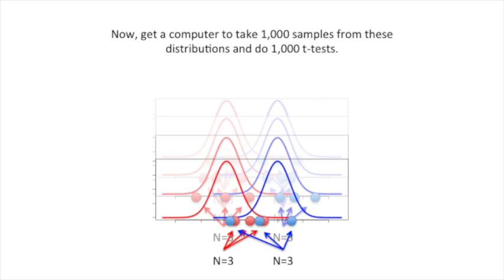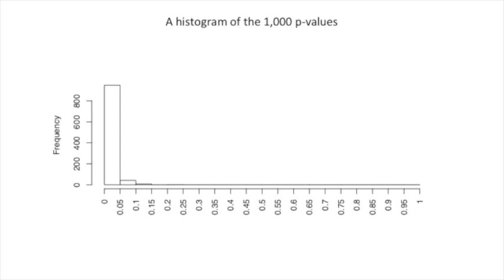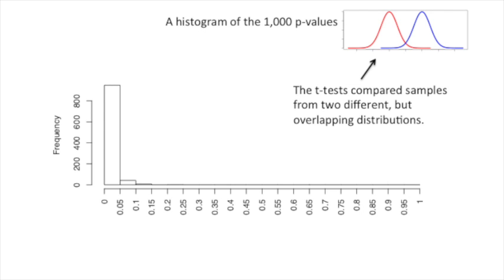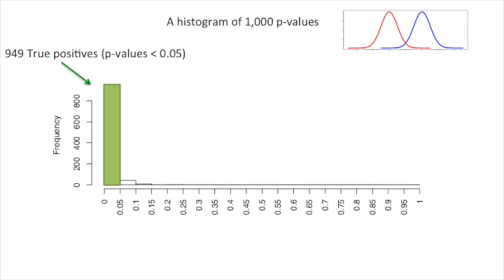Now, get a computer to take 1,000 samples from these distributions and do 1,000 t-tests. Here's a histogram of the 1,000 p-values that I got when I tried this at home. The t-tests compared samples from 2 different but overlapping distributions. On the far left side of the histogram, we see 949 true positives, p-values that are less than 0.05.